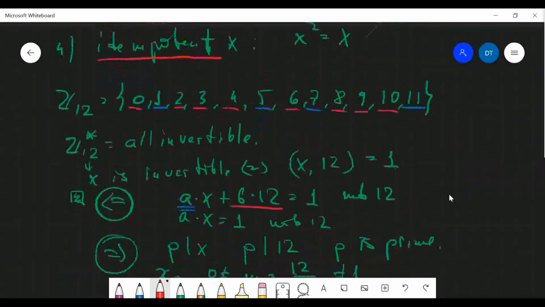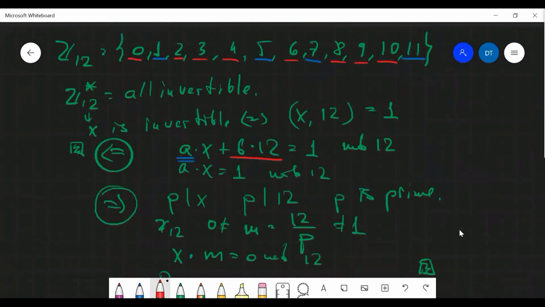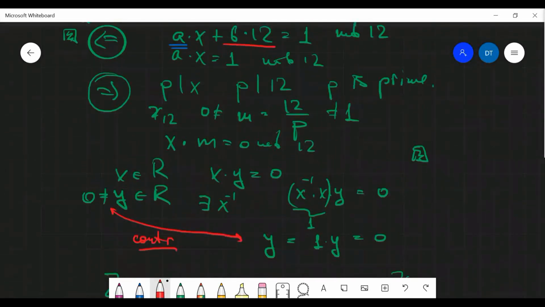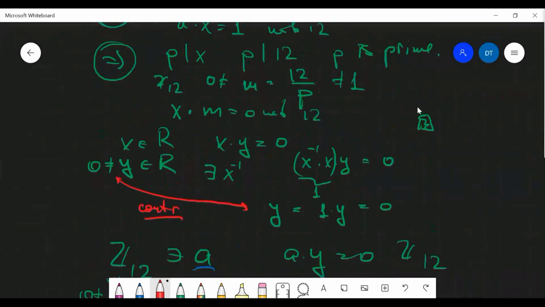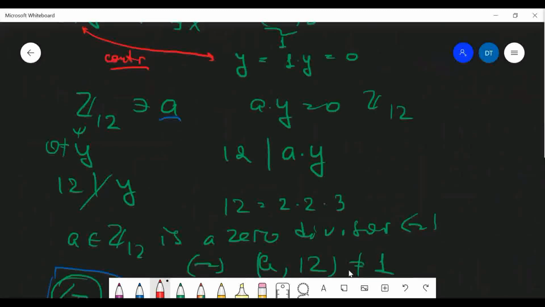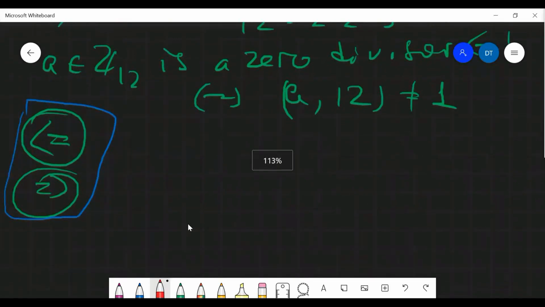Are there any questions? Could you repeat why again? Oh, okay. Let me show you this. We want to show that x is a zero divisor if and only if x and 12 are not coprime. That's what's written here. a is a zero divisor if and only if they are not coprime. Let's do it again. If they're not coprime, then there is a common prime divisor.